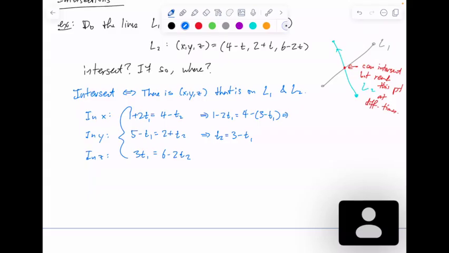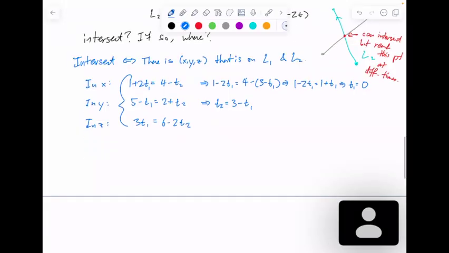And what does this get you? This gets you 1 minus t1 is equal to 3 plus, that's not 3, that's 1. Sorry, 1 plus t1, which gets you what? Well, t1 has to be equal to 0. So if t1 is 0, then t2 is equal to 3. So what we have so far is t1 is equal to 0 and t2 is equal to 3, which solve the equations in X and Y.